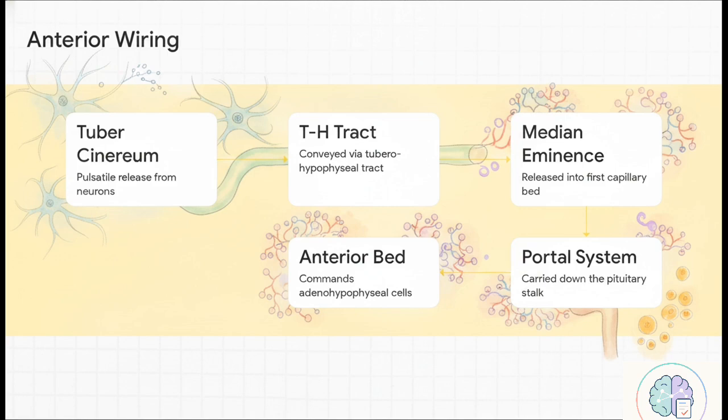Here's how it works. Neurons in the tuber cinereum release hormones in these rhythmic pulses. Those hormones travel down the tubero-hypophyseal tract into the median eminence capillaries. From there, the pituitary stalk portal circulation sweeps them right down into the anterior pituitary capillary bed, basically telling the local cells, hey, release your own hormones now.